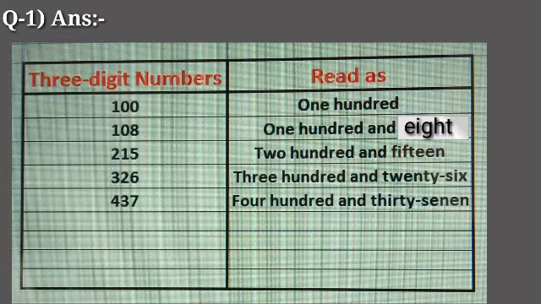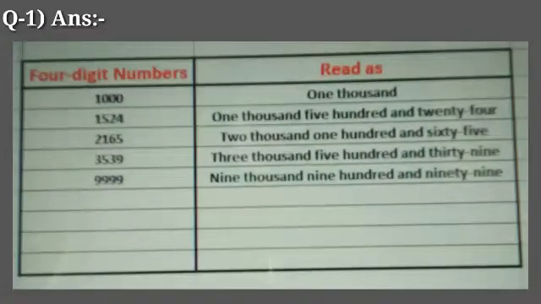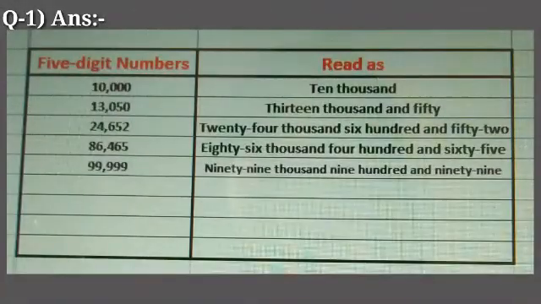In the same way you have to continue the chart and write at least 10 3-digit numbers along with their notation. Like that you have to make the chart of 4-digit numbers and 5-digit numbers also. Don't forget to write the notation just aside of those numbers only. So in this way you have to write the answer of question number 1. Students, you may write the numbers of your choice.